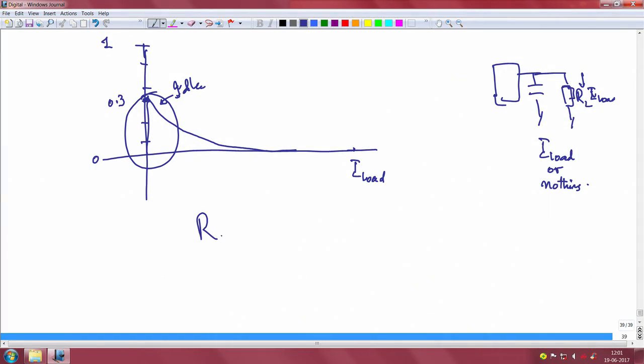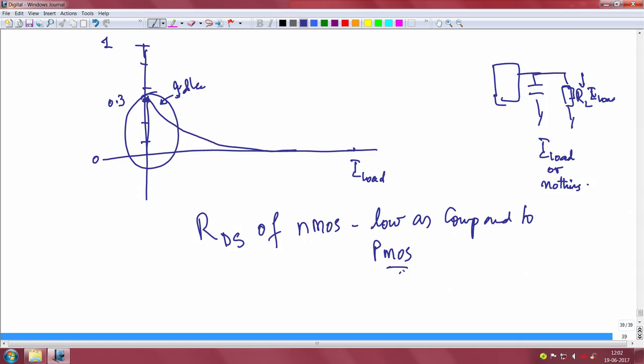Let us do one thing. We need to also have completeness in terms of the kind of series pass elements that we are going to introduce. So we said that there is a possibility to use NMOS as a series pass element because it has a lot of attractions. For example, the RDS of the NMOS MOSFET transistor is low as compared to PMOS, but it is also always a good idea.